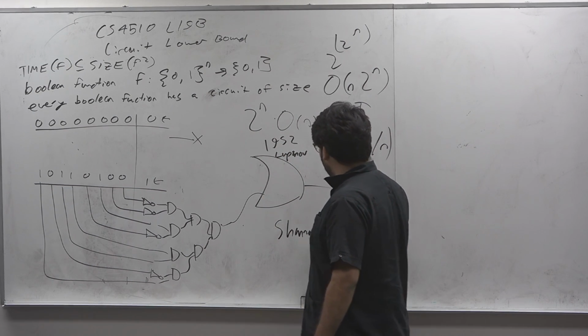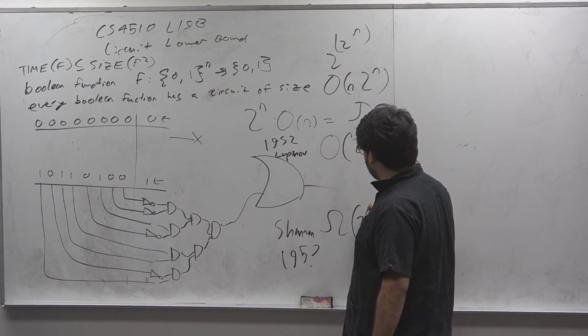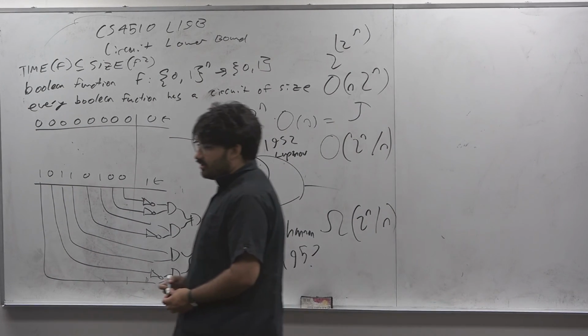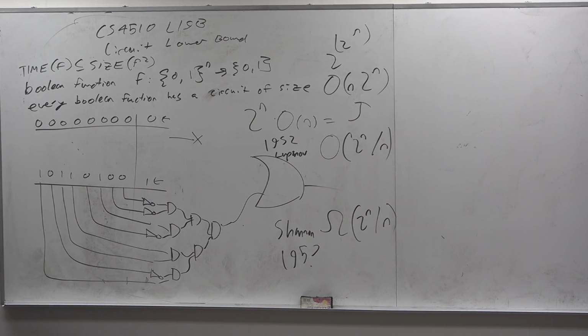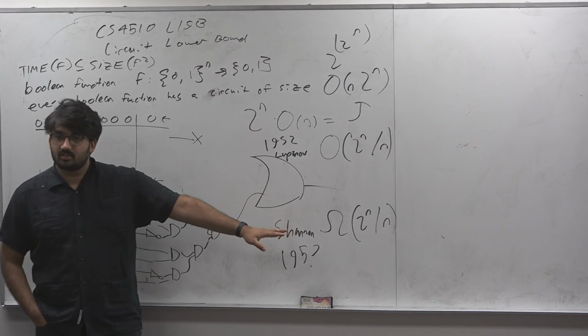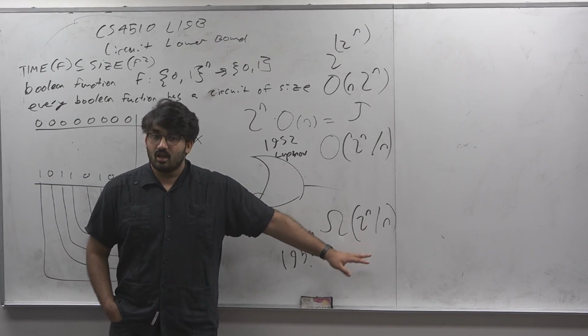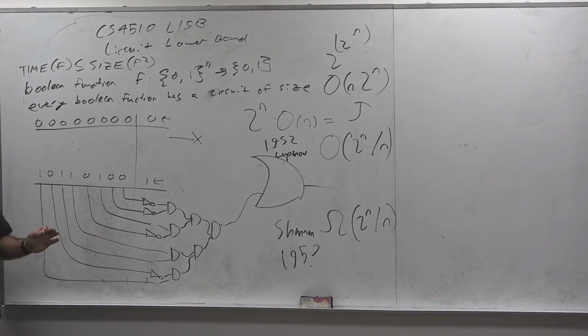Claude Shannon, in 1950-something, proved you cannot beat 2 to the n over n. Not every Boolean function necessarily, but there are Boolean functions that require 2 to the n over n size. This is a circuit lower bound, but it's not on languages, it's on Boolean functions. Most Boolean functions require circuits of this size. Certainly there are specific Boolean functions that have very small circuits. Give me an explicit Boolean function with an explicitly small circuit.